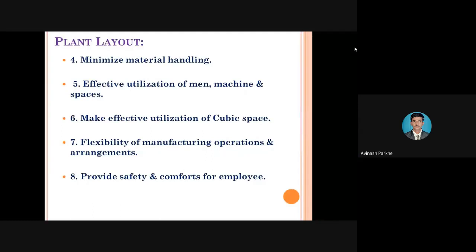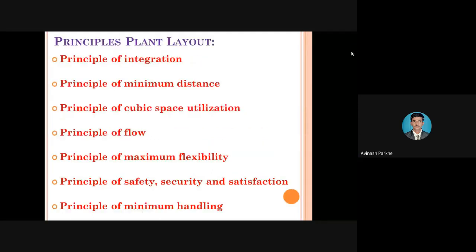Now in today's lecture, we'll discuss a very important point, which is called the principles of the plant layout. Whenever I have to design the plant layout, or whenever I have to implement that plant layout in any type of industry, which principles do we have to consider? These are the total 7 principles which we have to consider, and all these 7 principles we have to apply in the industry whenever we design that plant layout.